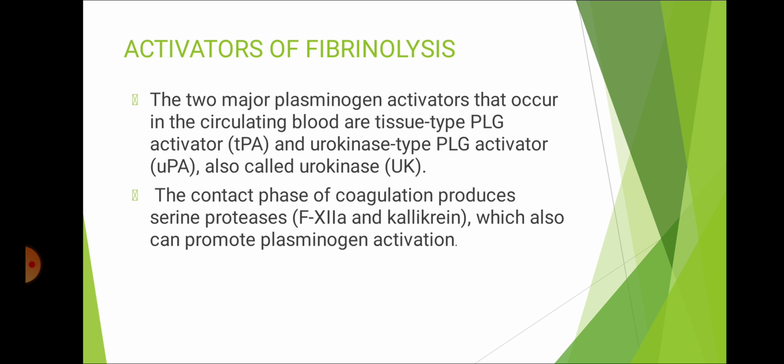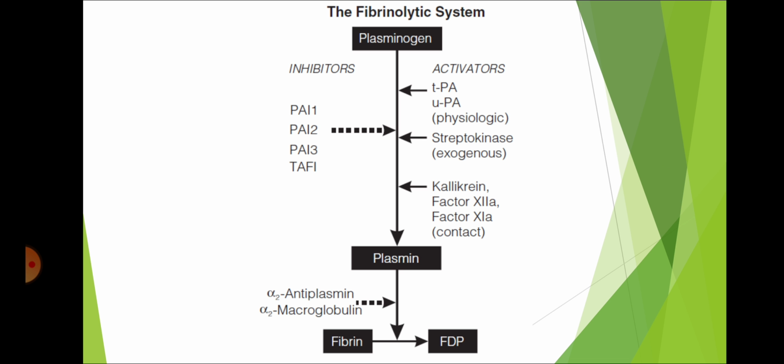Coming to activators of fibrinolysis, the two major plasminogen activators that occur in the circulating blood are tissue type plasminogen activator, tPA, and the urokinase type plasminogen activator, uPA, also known as urokinase. The contact phase of the coagulation produces serine proteases, that is factor 12A and kallikrein, which can also promote plasminogen activation.